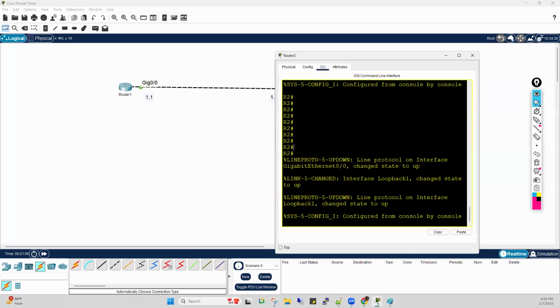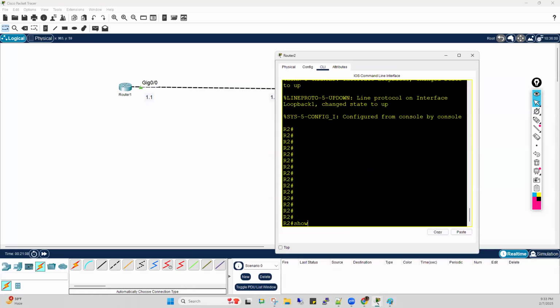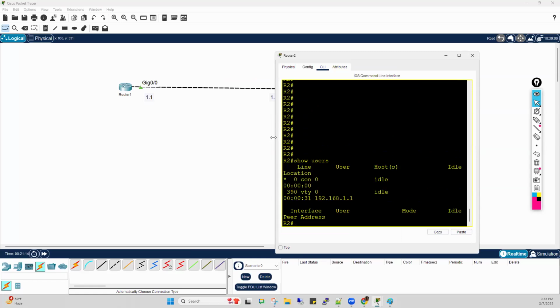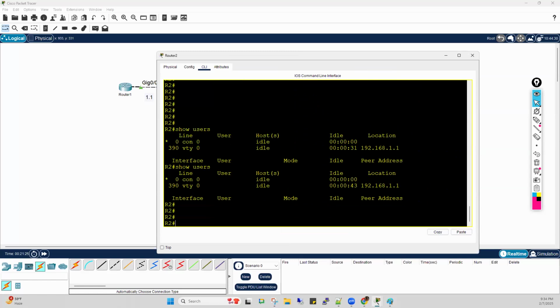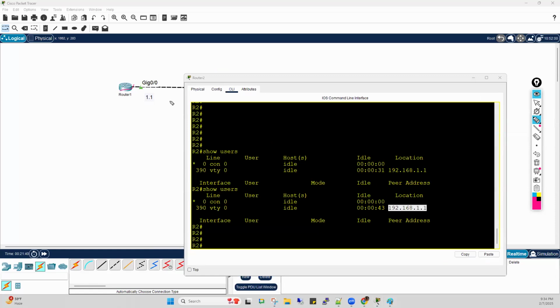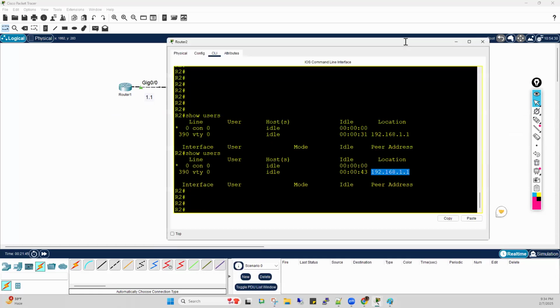Is this clear, guys? For example, there is a command, show users. I don't know if it will work or not. Yes, it is working here, guys. So by the help of this command, you can check all the active users and all the telnet sessions here. When you write this command, what are you getting? When I write this command, I am able to see the location is 192.168.1.1. It means R2 is accessed by 192.168.1.1. So where did you configure 1.1? I configured 1.1 on R1. It means R2 is right now accessible by R1.